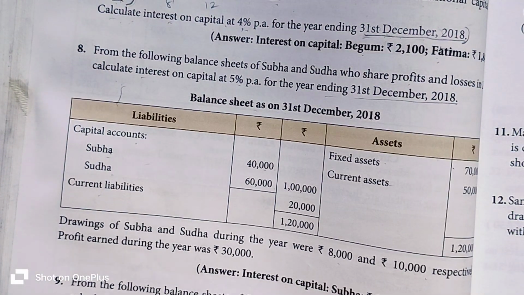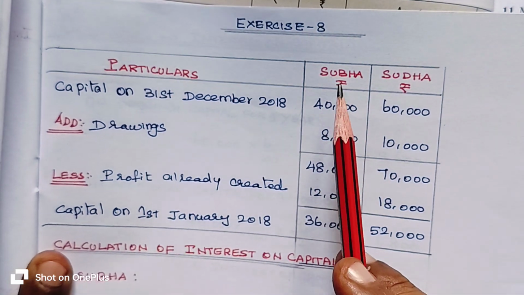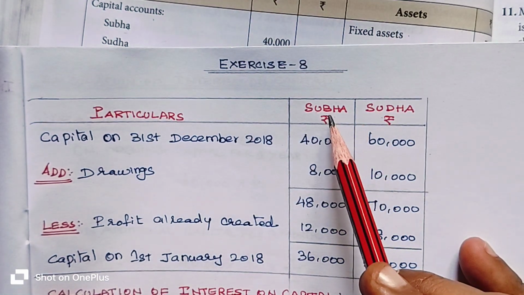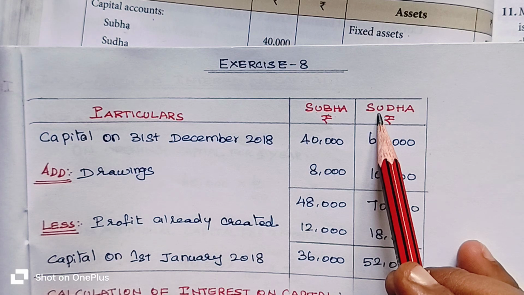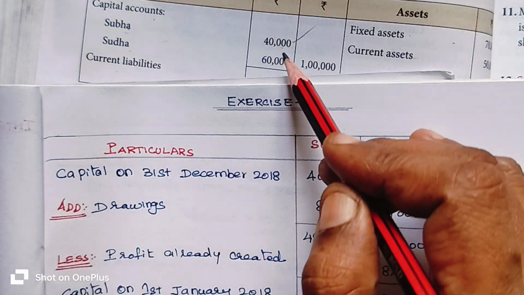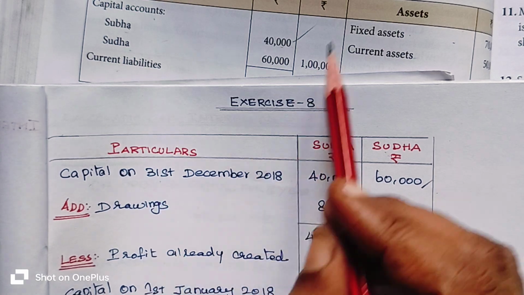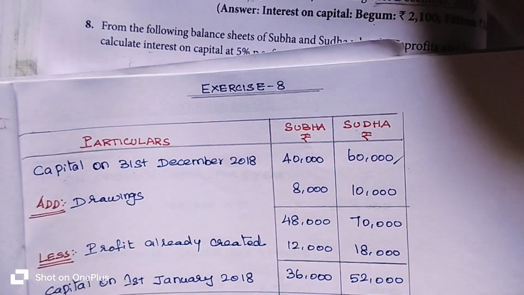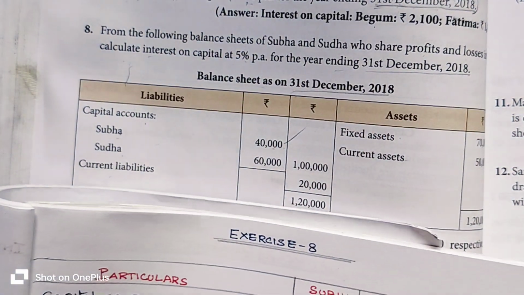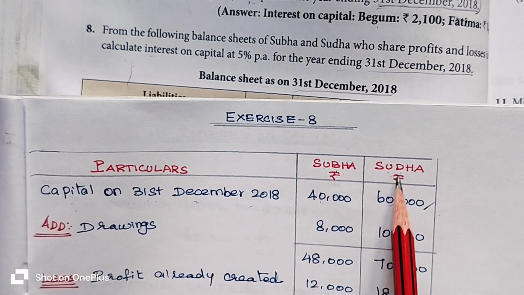As per the format, we have to create the column, that is particulars. The partners' names we have to enter here. In this sum we have two partners, Subha and Sudha. The end capital for Subha is 40,000 rupees and for Sudha is 60,000 rupees. Capital as on 31st December 2018. This is the end capital. Both partners' capital we have entered.